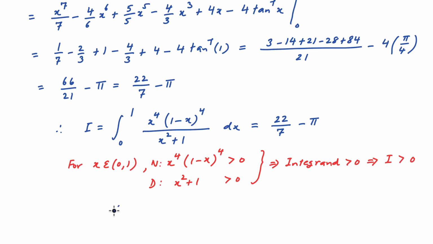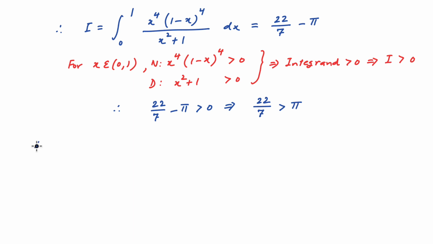Therefore, the value of this integral, which we have calculated to be 22 upon 7 minus pi, must also be greater than 0, and it follows that 22 upon 7 is greater than pi. Now, we frequently use 22 upon 7 as an approximation of pi. This approximation, 22 upon 7, is therefore an overestimate of pi.